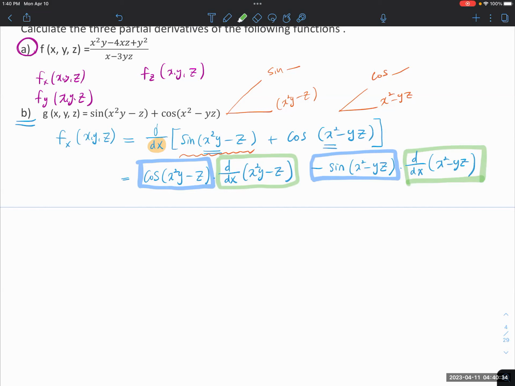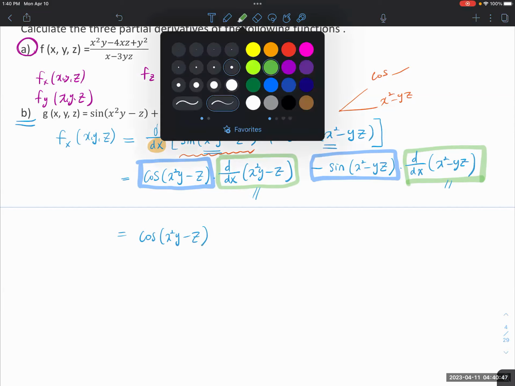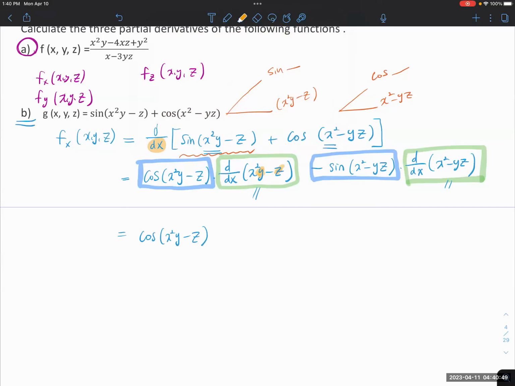All right, time to simplify. So we have to do differentiation on these two. So what is that? First, cosine x squared y minus z. As I mentioned, whatever other variables, these are constants. So when you take the derivative of a constant, that's going to be 0. And also we have x squared power right there. So if you take the derivative, what happens? This is going to be 2xy, and then z is going to be 0.